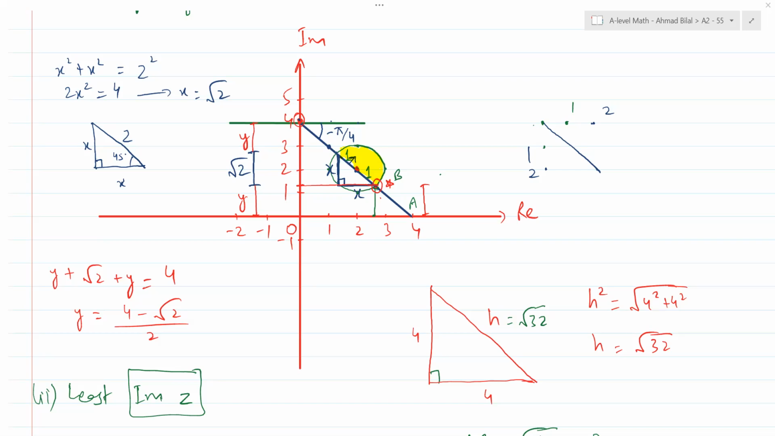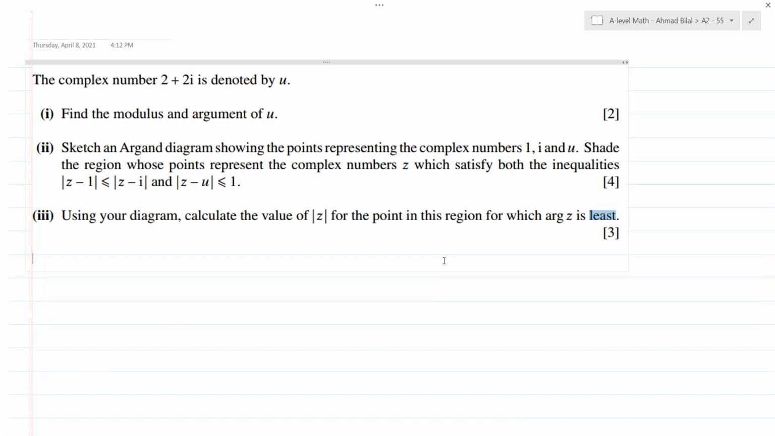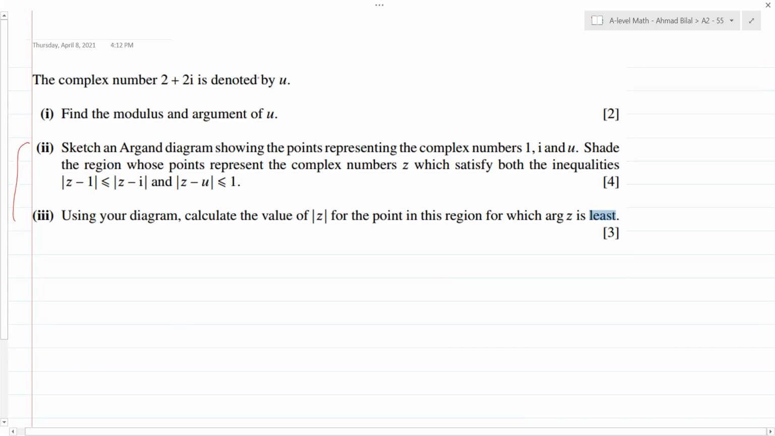Otherwise, I will just take out one more question. If you have time, we can do that question that Sarah talked about. We were talking about least or greatest value of the argument. Just searching for that. Okay. So what we have here is a complex number 2 plus 2 iota. The first part is to find the modulus and argument. I'm sure you can do that. Now the second and third part, we'll have to do both of these.